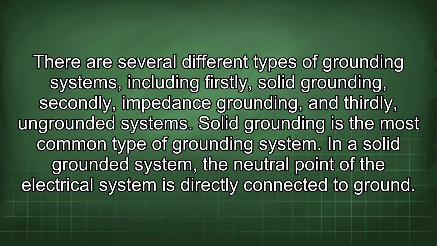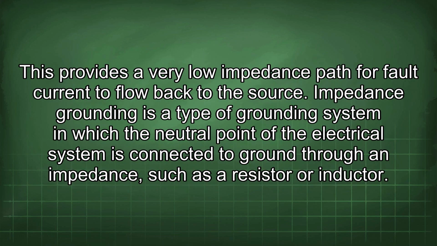Solid grounding is the most common type of grounding system. In a solid grounded system, the neutral point of the electrical system is directly connected to ground. This provides a very low impedance path for fault current to flow back to the source.